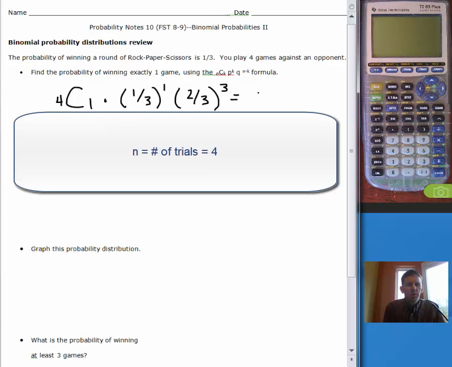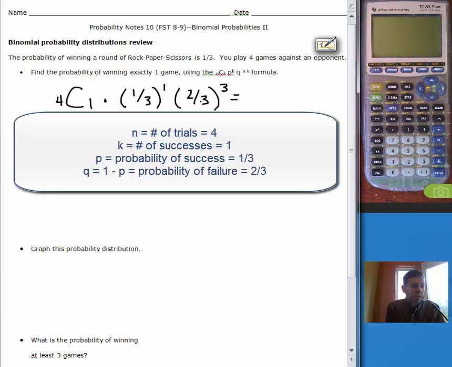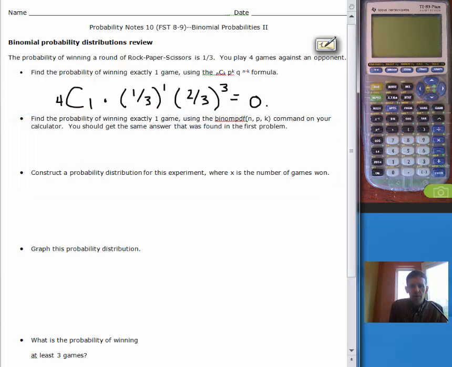So in this scenario, n is 4. That's the number of games we're playing, or the number of trials. K is the number of successes. We're looking for the probability of winning exactly one game. So 1 is our k value, our number of successes. 1/3 is our probability of success. That's p. q is 2/3, the probability of failure. 1 is our number of successes, and n minus k, 4 minus 1, is this exponent. When you actually crunch this out, you get 0.395, so about a 39.5% chance of winning exactly one game.